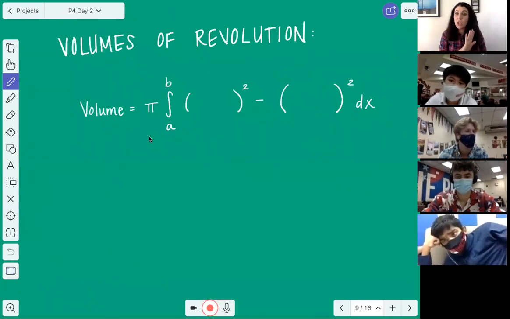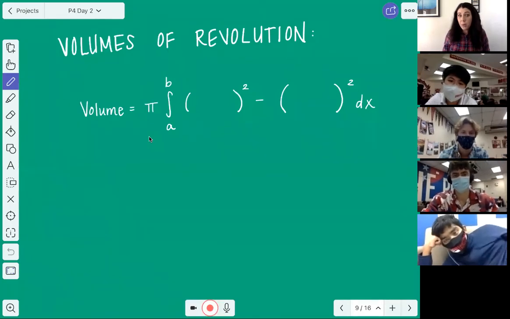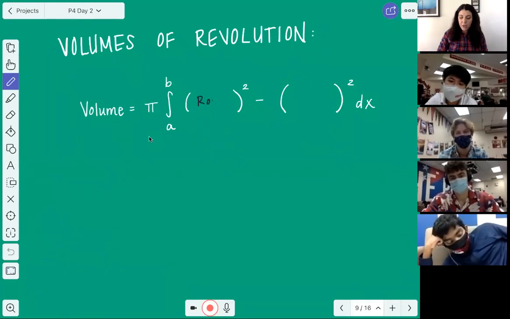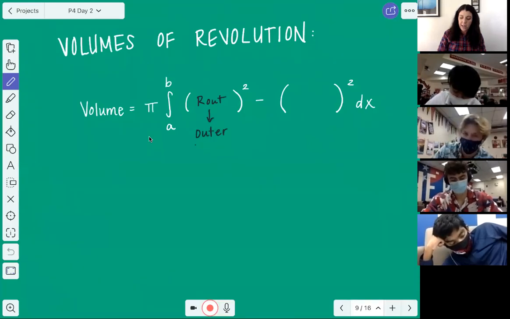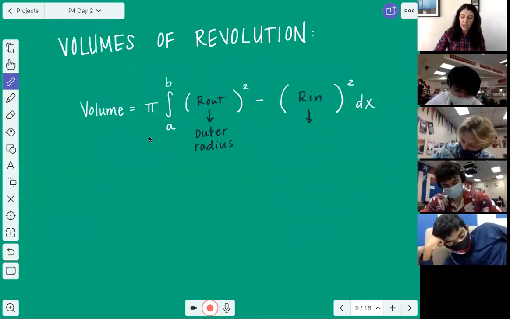Okay, this is the structure or the bones of that revolution. And what we're going to put inside of those parentheses is not going to make sense yet, but I'll show you an example, is R out, meaning our outer radius, and then R in, which is our inner radius.